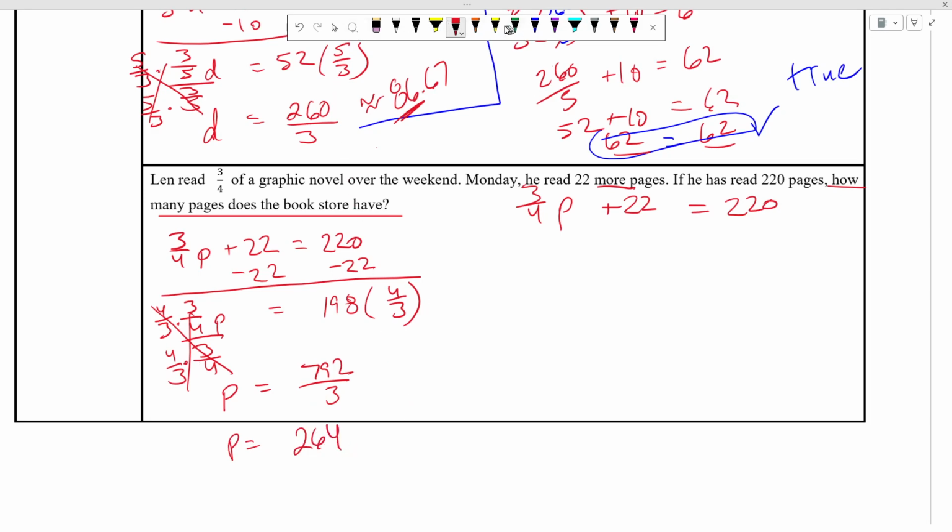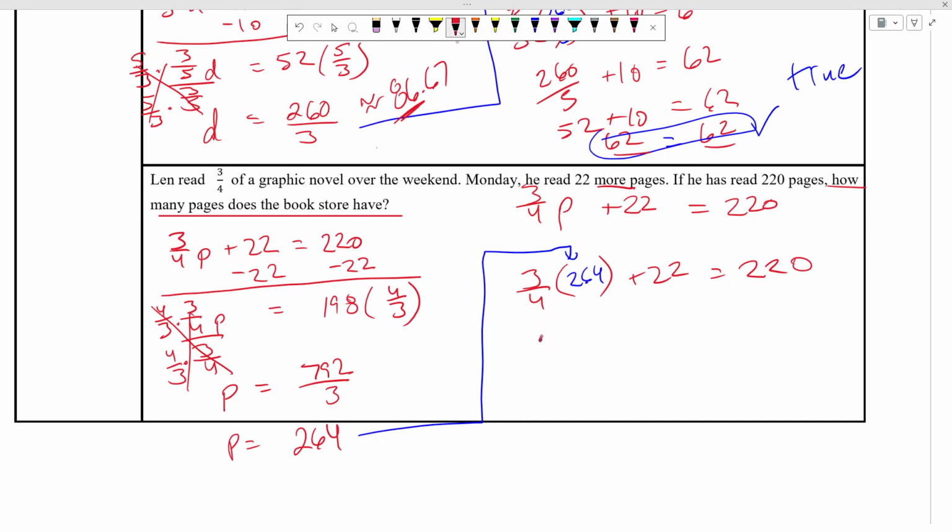Is it though? Let's see if I made a mistake here. Let's prove it, for when we prove, we vet out possible mistakes. So 3/4 times p plus 22 equals 220. Let's do that with p equal to 264. Okay, wonderful.